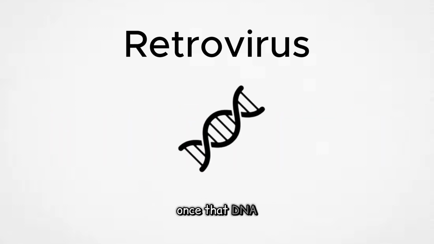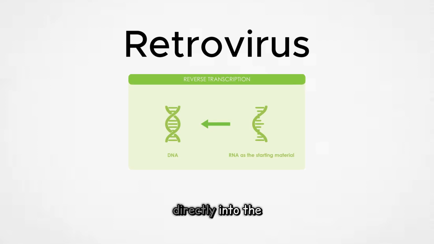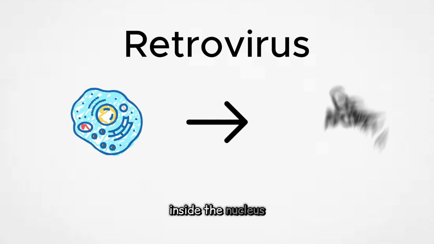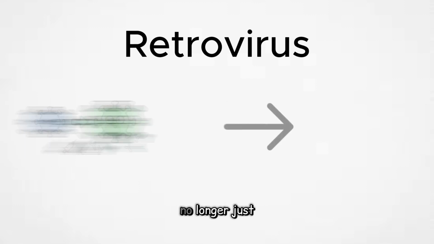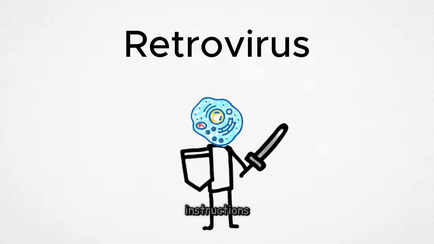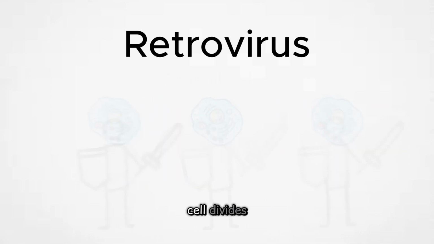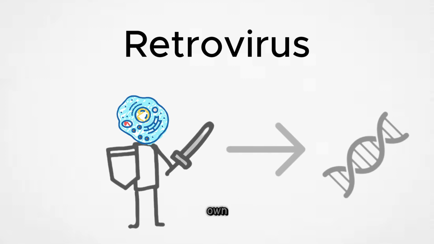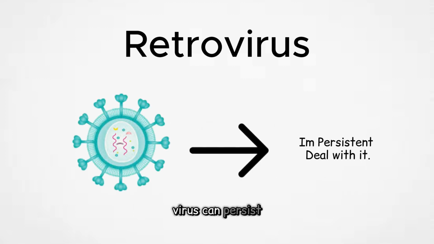Once that DNA is created, it is inserted directly into the host cell's own genetic material inside the nucleus. At that point, the virus is no longer just an external invader. It becomes part of the cell's instructions. Every time the cell divides, it also copies the viral DNA along with its own. This means the virus can persist for a very long time without being eliminated.